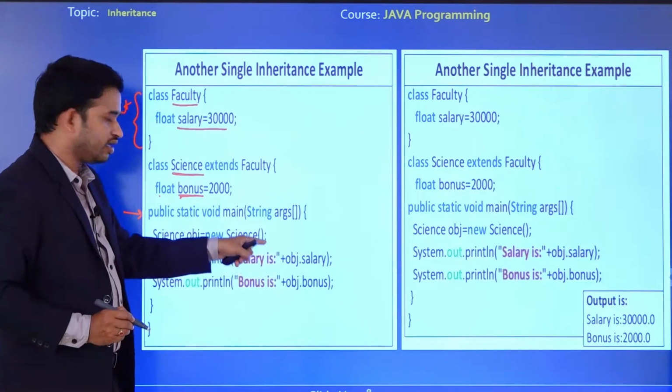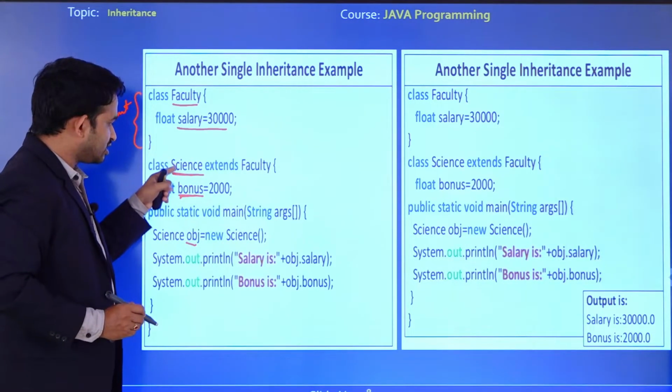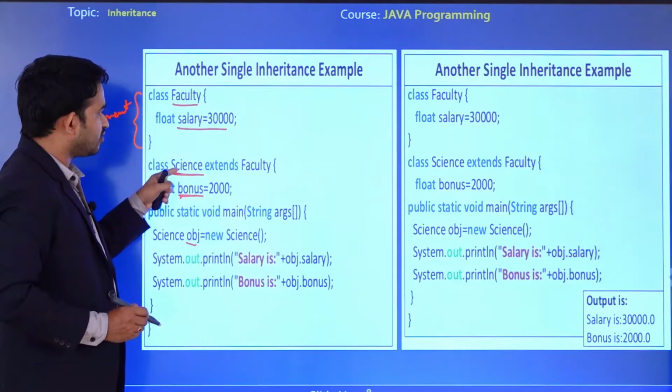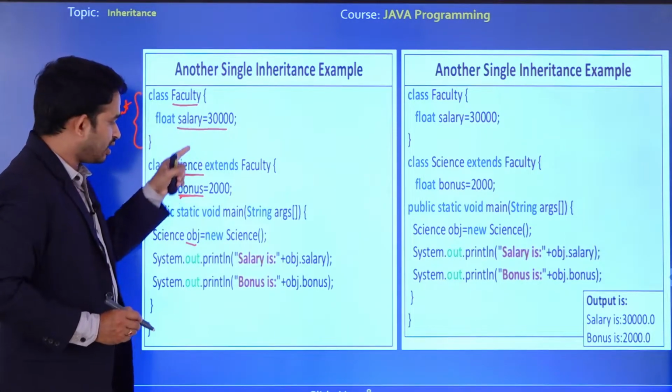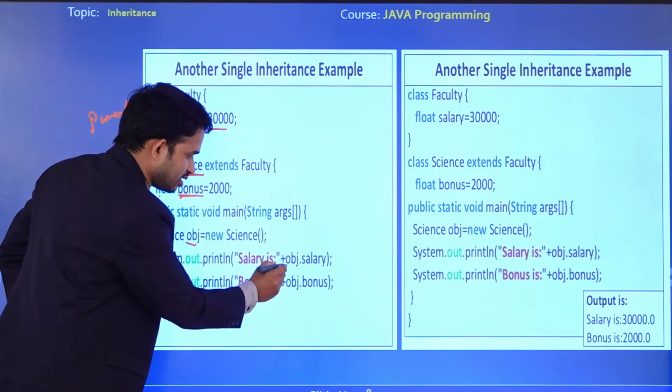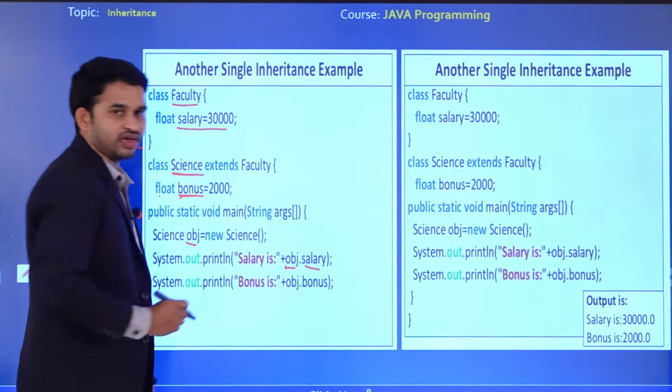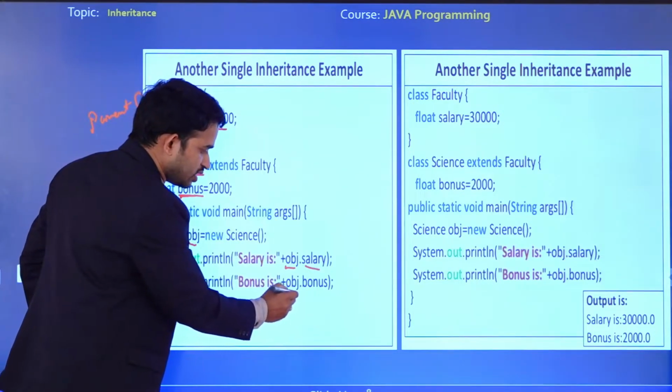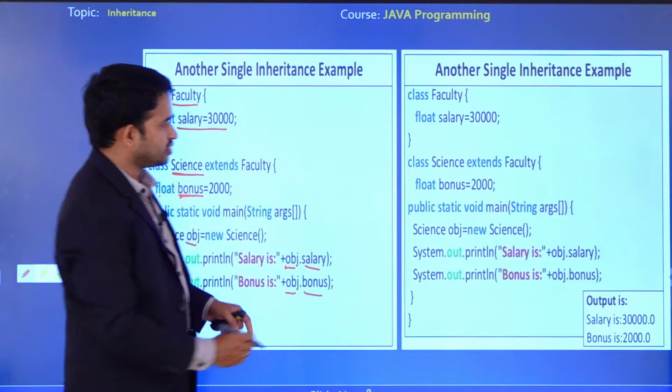Obj for what? We are creating an object for the Science class. The Science class contains what data variables? Salary data and also bonus data. That is the reason I am calling obj.salary. What is the next one? obj.bonus. So here this is the output.